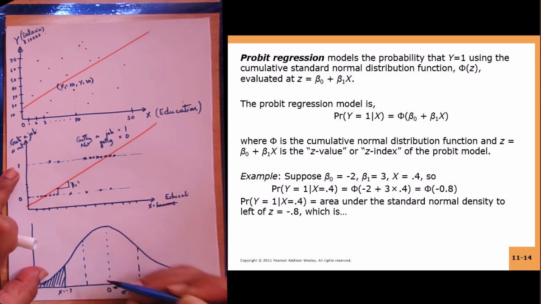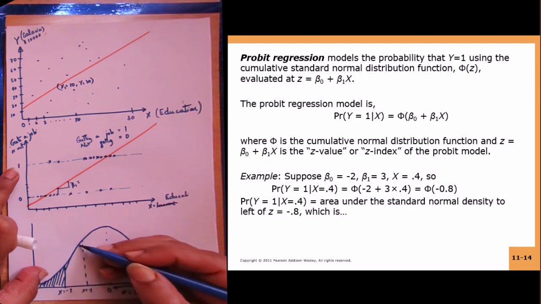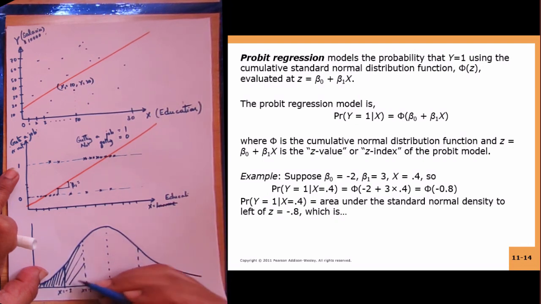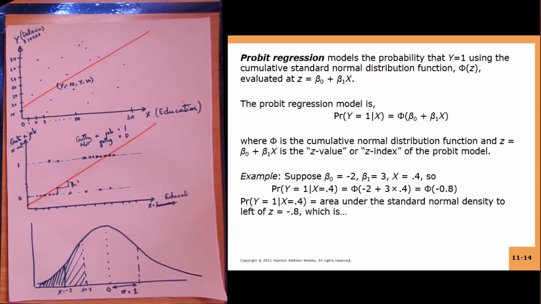So at x equal to minus 1, what is the area under the curve which is to the left of x equal to minus 1? This is the cumulative standard normal distribution function. Now, this distribution function, as it happens, follows an S curve. Okay, so the probit regression model is modeled as this.